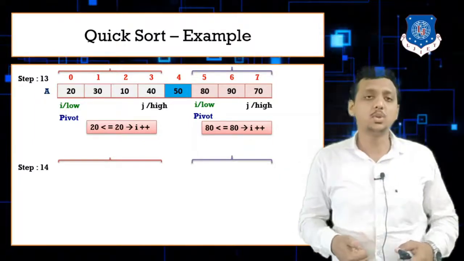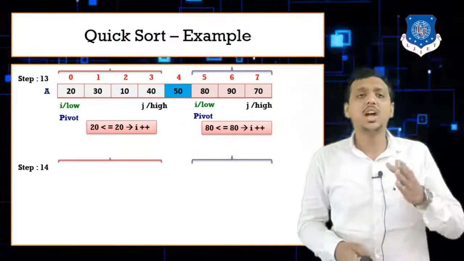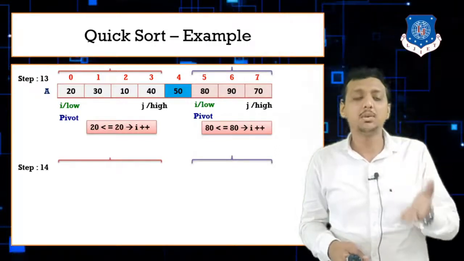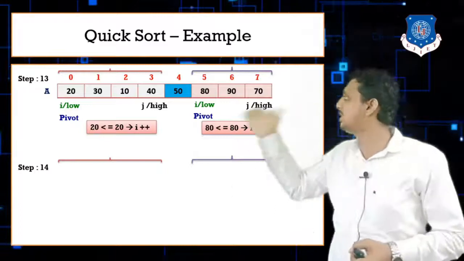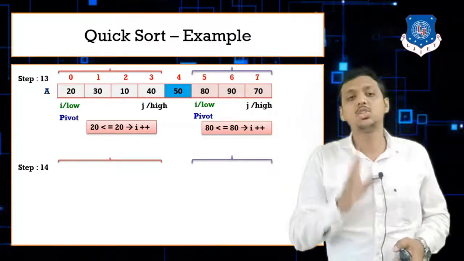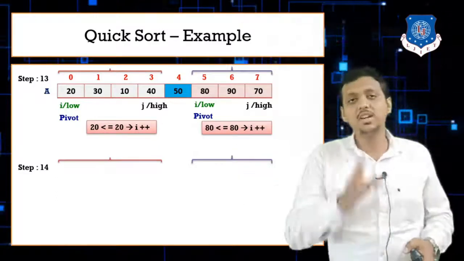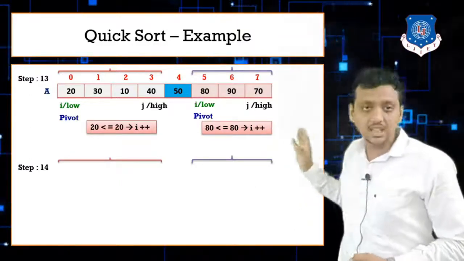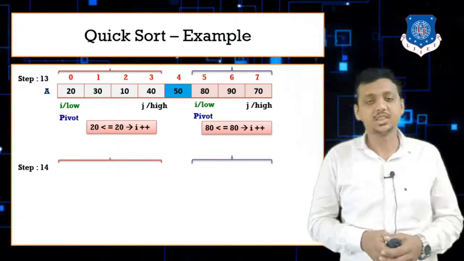So what I am going to do is show how it works. Let's check it out. First, I is at the first position, that means at low. Pivot is at low. J is at high. For the left sublist, our high becomes 40, so J must be at 40. On the right sublist we have I at 80, low at 80, pivot at 80, and J at 70. Fine.